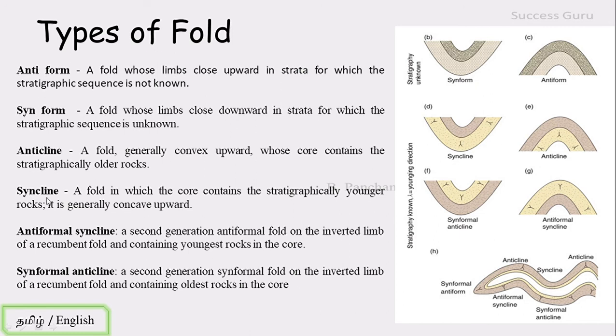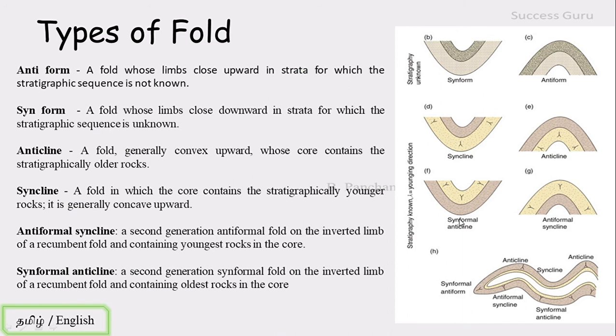If you understand these four, you can simply understand these two. That is the antiformal syncline and synformal anticline. What is an antiformal syncline? It is a secondary antiformal fold on which inversion of limbs takes place. Say for example, in a syncline the center is the youngest rock, but in a synformal anticline you can see the center is the oldest rock. So the syncline and synformal anticline both have the same structure, but stratigraphically in a syncline there will be the youngest rock, in a synformal anticline there will be the oldest rock.